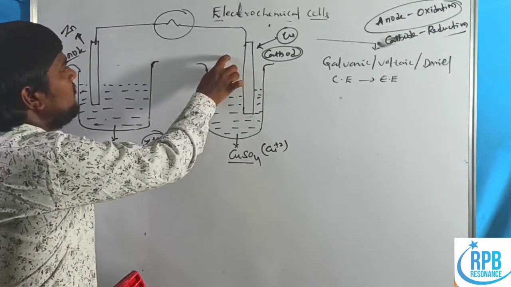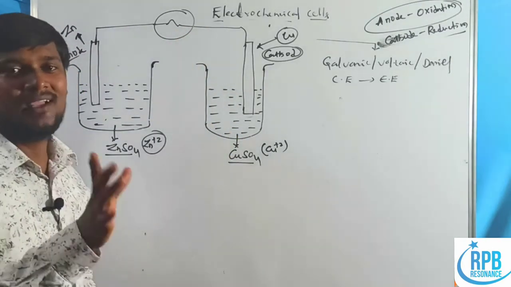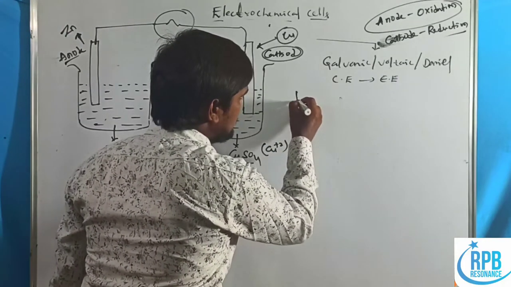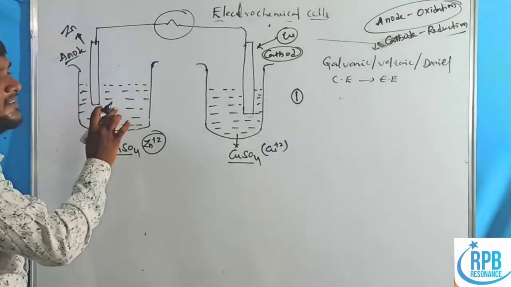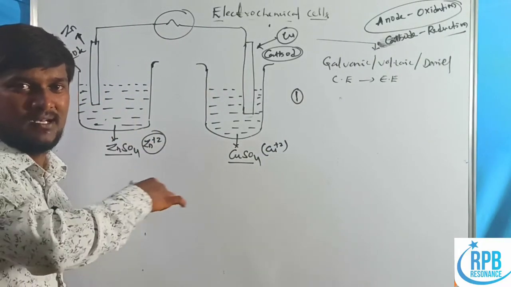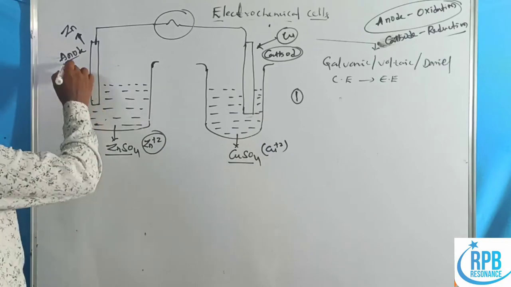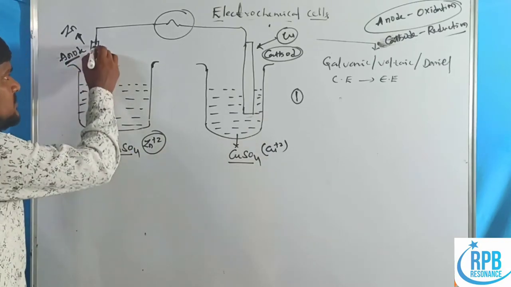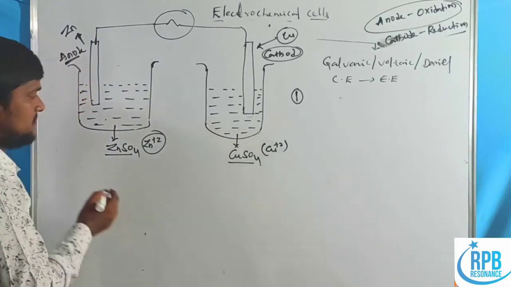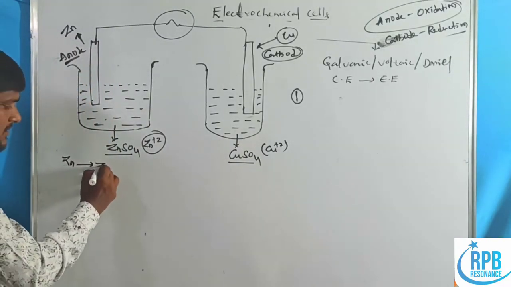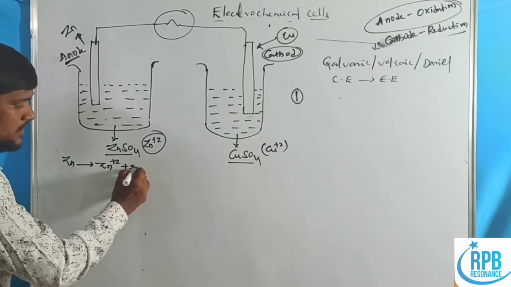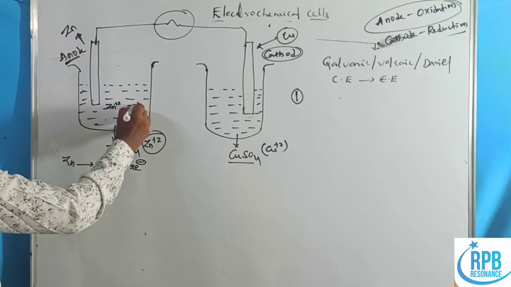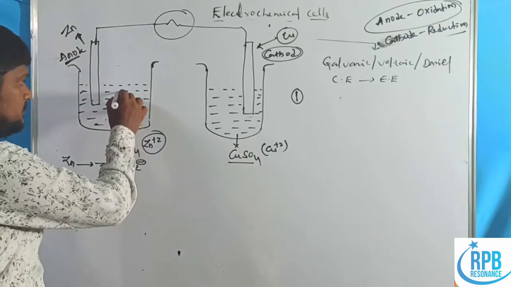When we connect these two electrodes with a wire, the following observations are made. The first observation: whenever electricity passes through an electrochemical cell, zinc is the anode, and at the anode oxidation always takes place. That's why the zinc rod releases its electrons, forming the zinc plus two cation. Now zinc plus two cations are available.